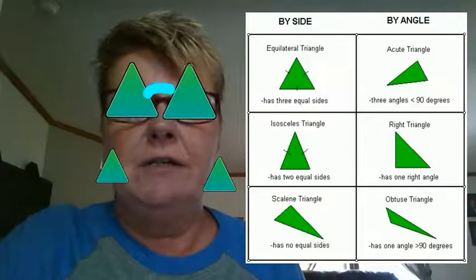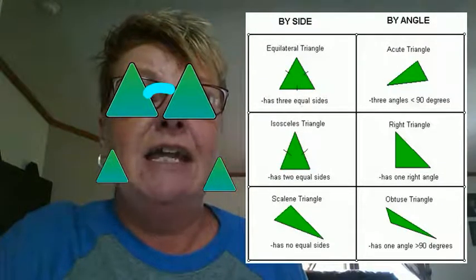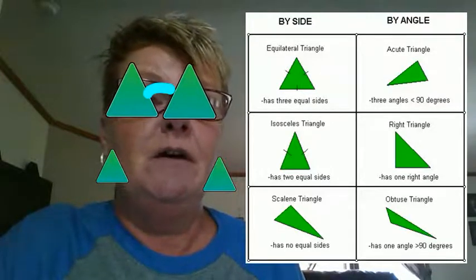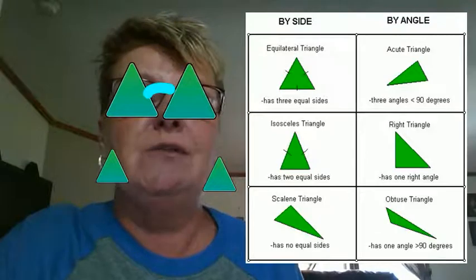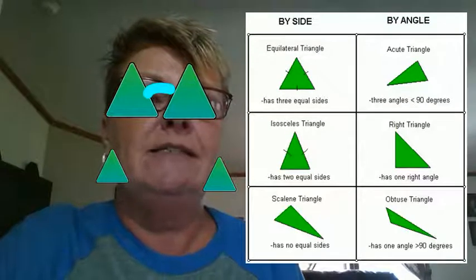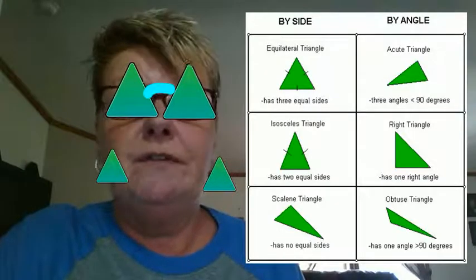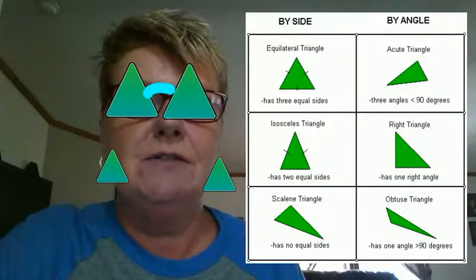Isosceles, that's a weird word, isn't it? Isosceles means it has two equal sides. This side and this side are equal, but not the bottom. So isosceles means it has two equal sides. I like to see the double. I see S and S here, and I see E and E here. So I think of doubles. That helps me remember that it means two sides are equal.